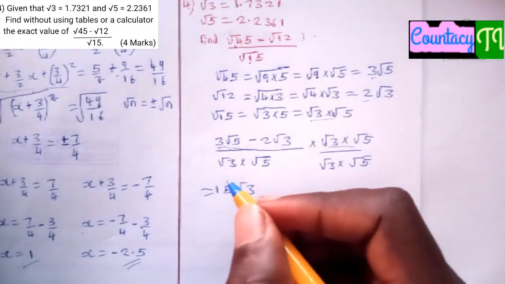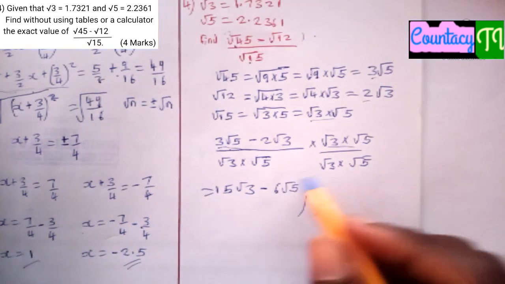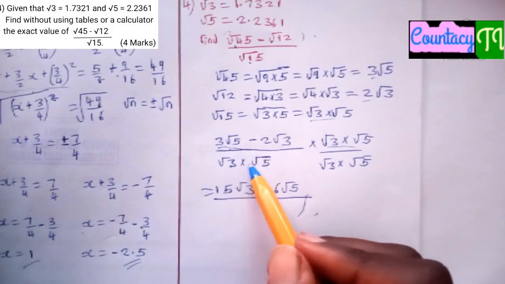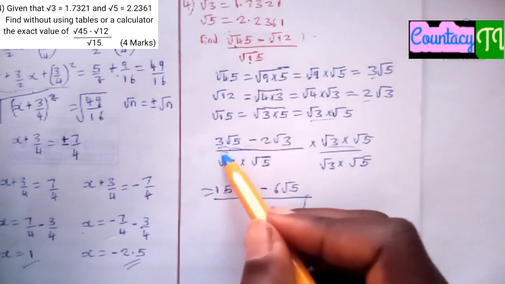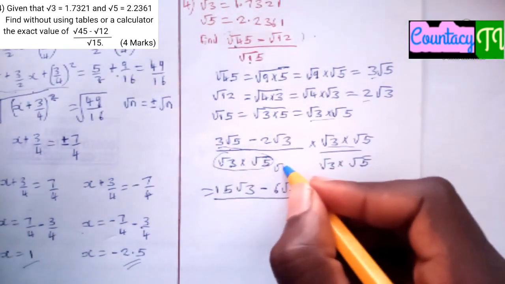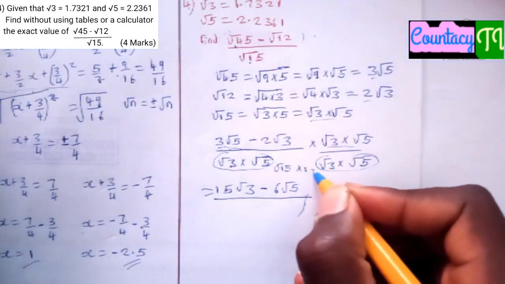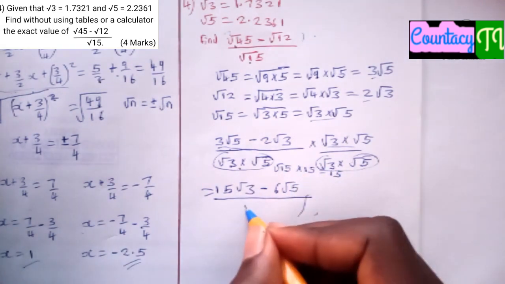15 root 3 minus 6 root 5. I'm doing this in order to save time. While on the lower case, root 3 times root 5 times root 3 times root 5, this is the same as root 15 times root 15, which is equal to 15. Once you multiply this by this, you get 15.